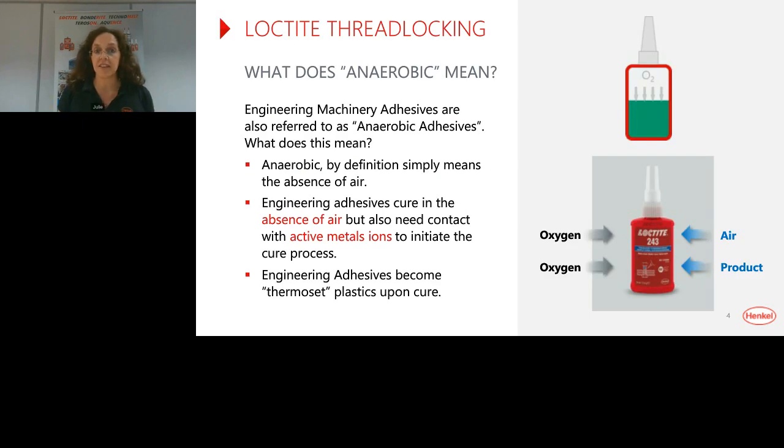So just to get started now on our thread locking adhesives. Thread lockers are a type of anaerobic adhesive, and that means that they cure only in the absence of oxygen. That's why when you buy a new bottle of thread locker adhesive, it's only going to be half full. We need some air in the bottle to keep it liquid. We also need the presence of some active metal ions in order to initiate that cure process. And once the material has cured, it'll cure to become a thermoset plastic, which means that once it's cured, it's not going to turn back into a liquid, even if you apply heat to it.